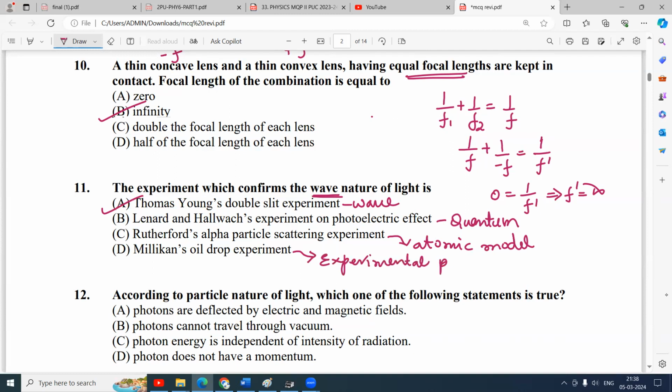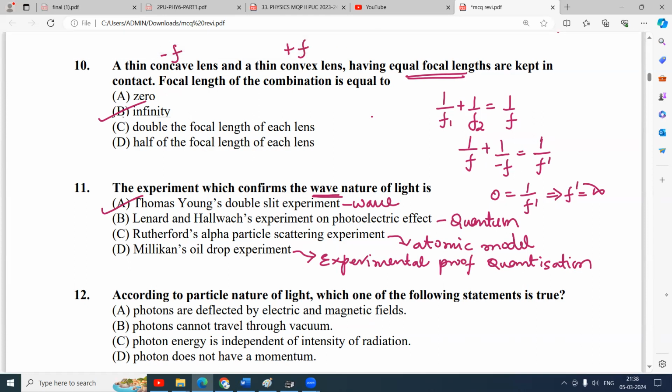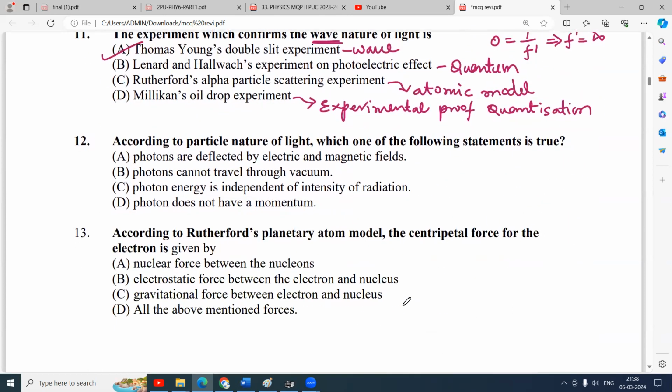Experimental proof for quantization of charge. We say that charge on any body is an integral multiple of charge of electron. So Millikan's oil drop experiment confirmed it. Actually, that idea was given by Michael Faraday. So the principle of quantization of charge was given by Michael Faraday, but experimentally it was confirmed by Millikan, his oil drop experiment.